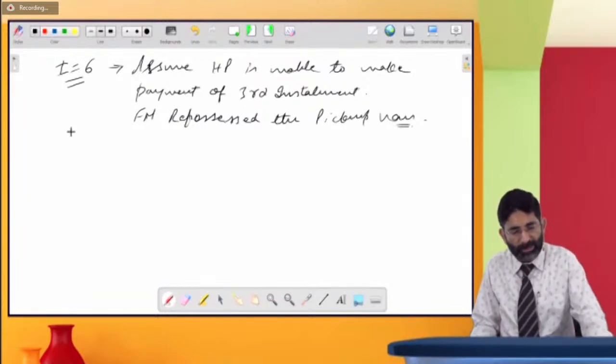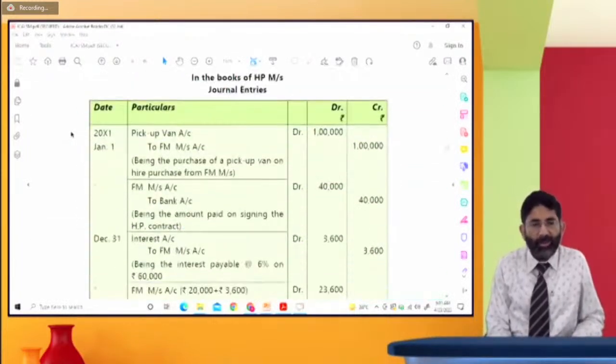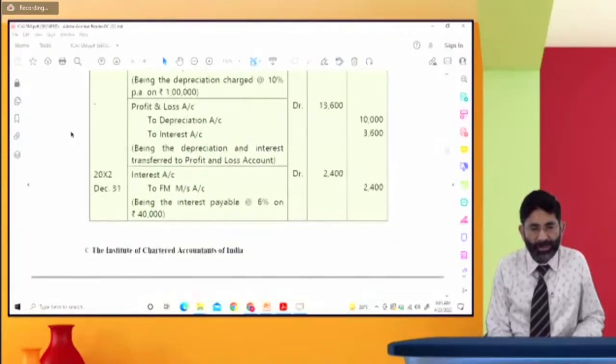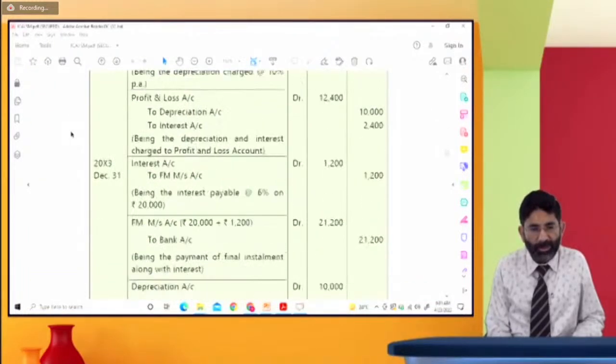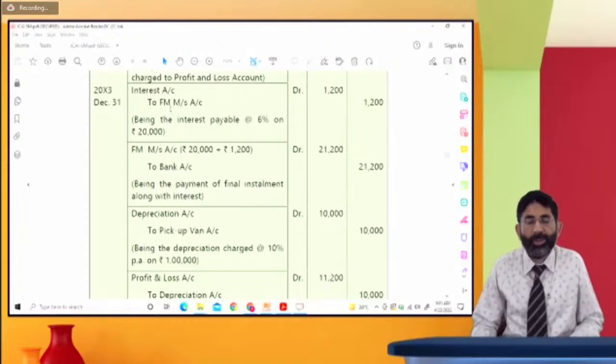So in this case, everything will remain the same. All general entries of the first year and second year will remain the same. In the third year, we have to pass the entry of interest as the same. We have to pass the entry of depreciation as the same. But the entry of payment, FM to bank, will not be made. First entry will remain the same. Interest account debit to FM, 1200 rupees.